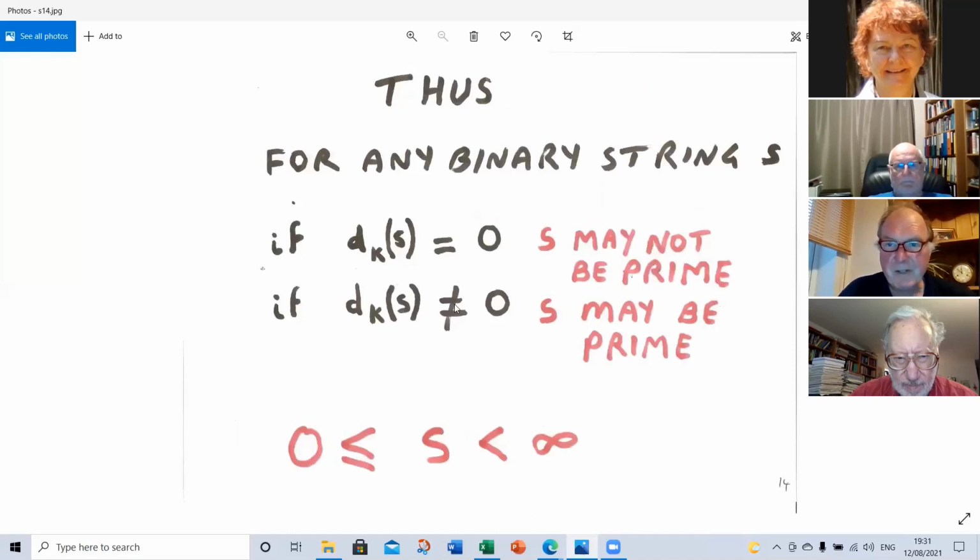So for any binary string S, if some derivative is zero, S may not be prime. If D^k S is not equal to zero, S may be prime, for all strings between zero and infinity. So this property applies to all numbers. The binary derivative is an incredibly important piece of simple mathematics that tells us something incredibly important about whether or not a number is prime or composite.